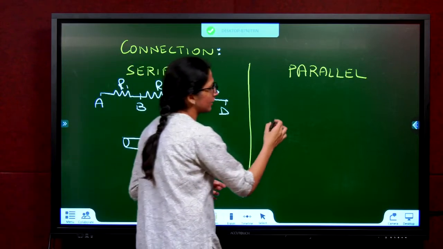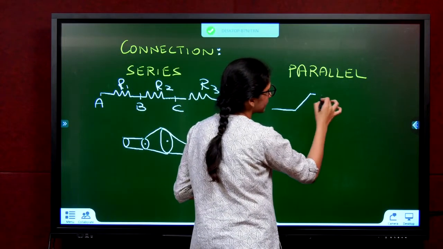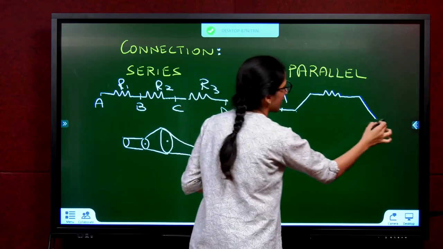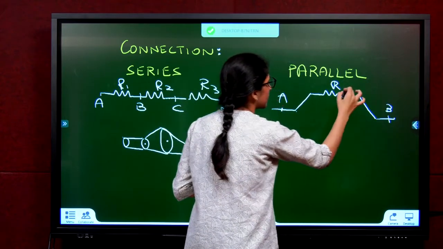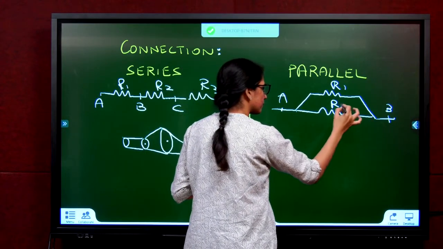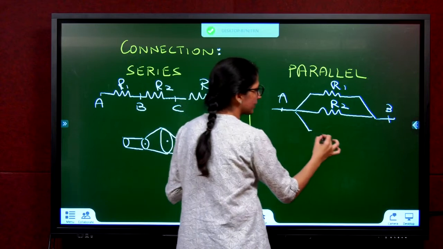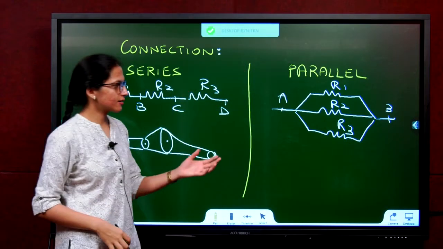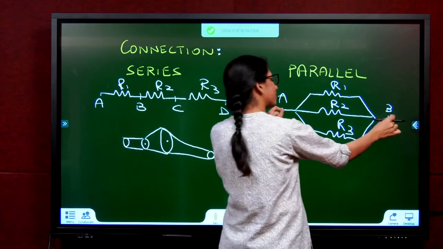Now in parallel connection, they have two common points. That means this is connected between, let's say, A and B. Then your next resistor also is connected between A and B. Your next resistor is also connected between A and B. So all your resistors are connected between two same common points A and B.